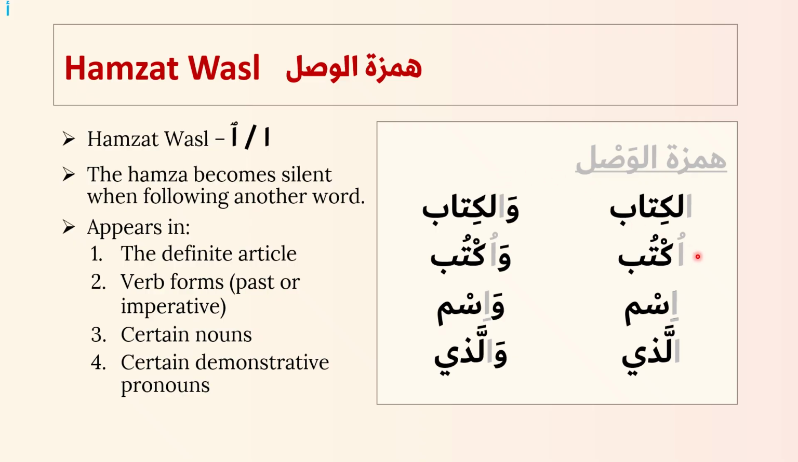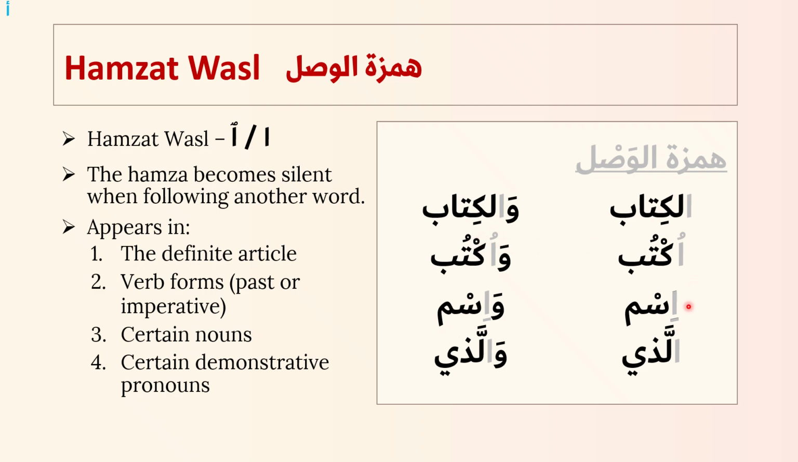The second word, uktub, meaning write. So if it's preceded by wa, it becomes waktub. So you see the Hamza here is silent. I'm not saying wa iktub or wa uktub. I'm saying waktub. So the Hamza is dropped.